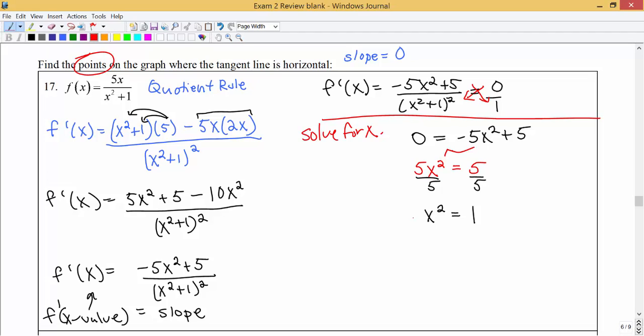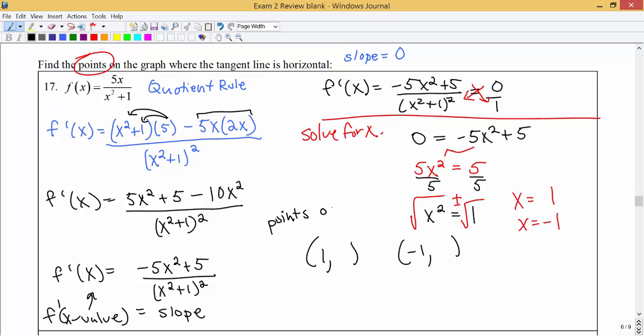And then we're going to take the square root of both sides. And when we do that, we want to include the plus and minus. So we get two solutions, x equals 1 and x equals negative 1. So there's 2 points on the graph that have a horizontal tangent line. One of them is x equals 1. And remember that these are points on the graph of f. And that's what we're looking for, the point on the graph.